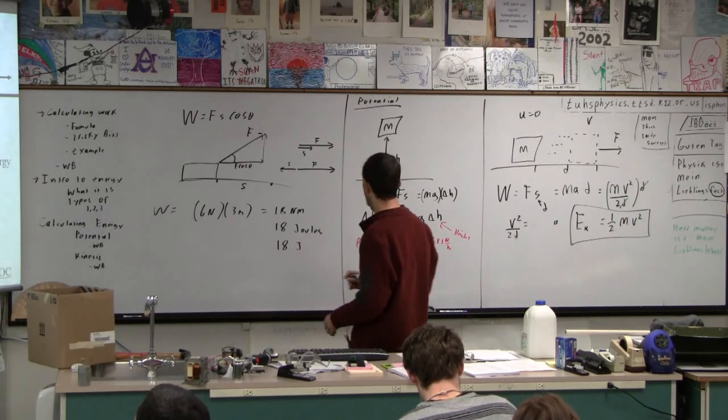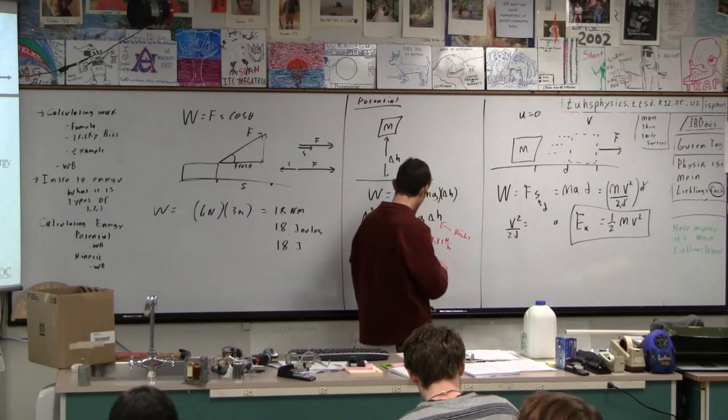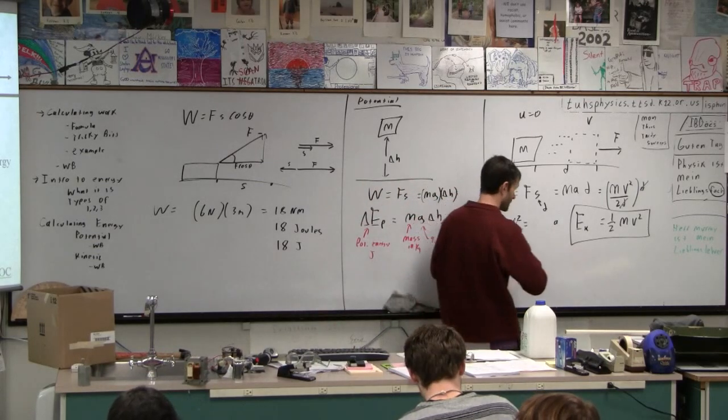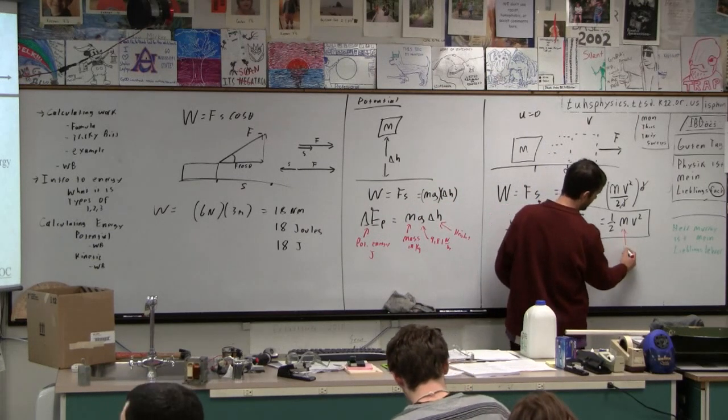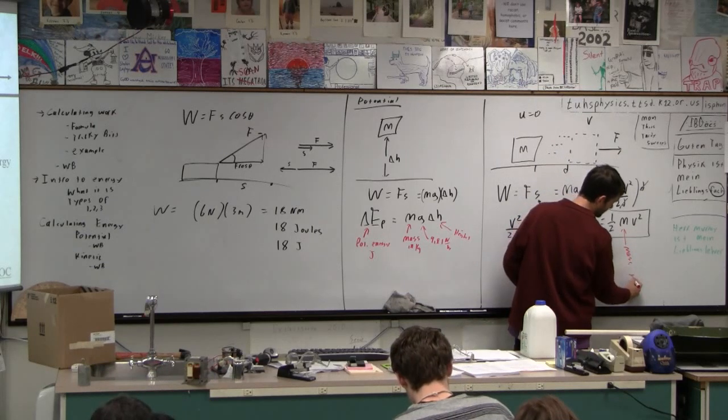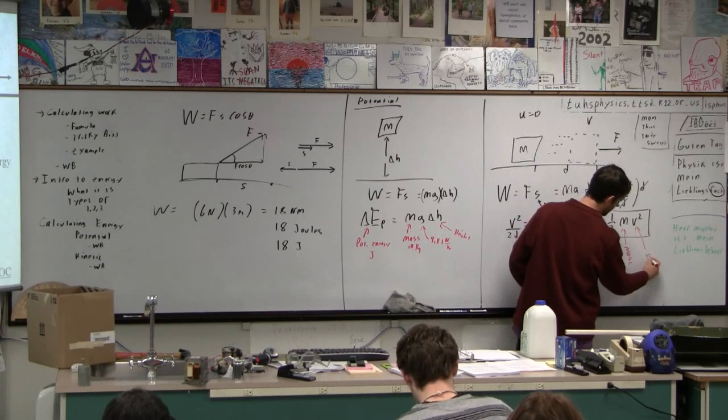There it is, right? So this is our kinetic energy in joules. This is our mass in kilograms. Velocity in.